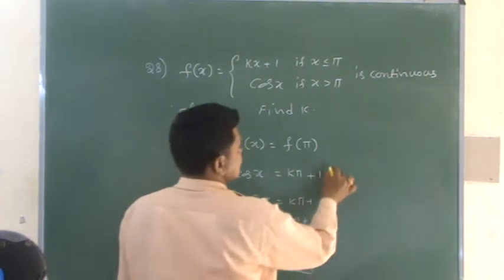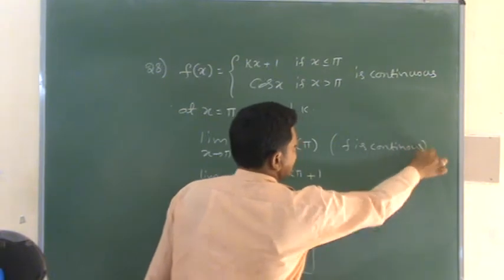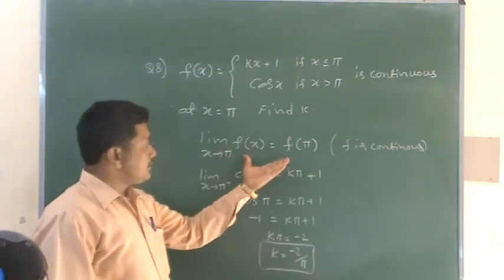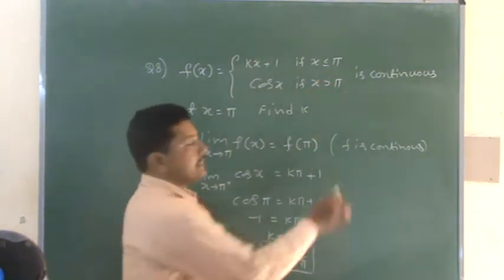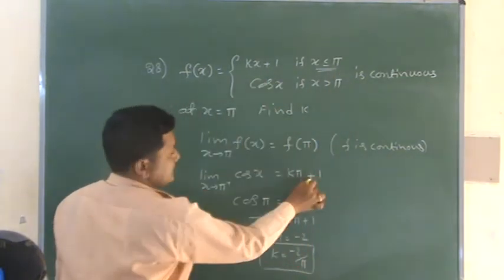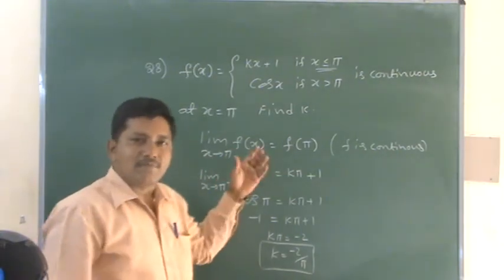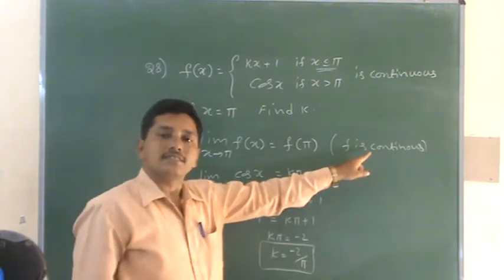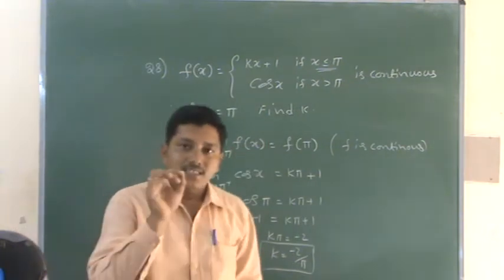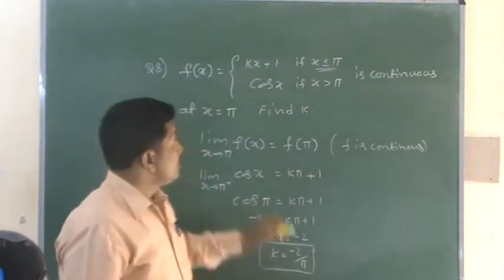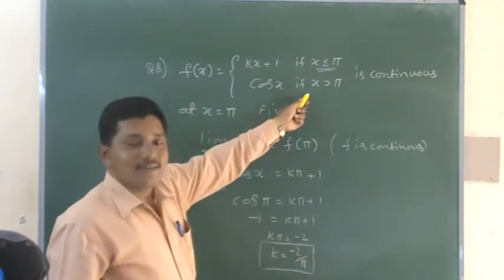Here I want to write f is continuous, according to the definition of continuity. This is the formula. So I take this pi value with equality, and take pi plus, because it is continuous. What does plus mean? Cos x. Please note there is one technique: equate these two. That's enough.